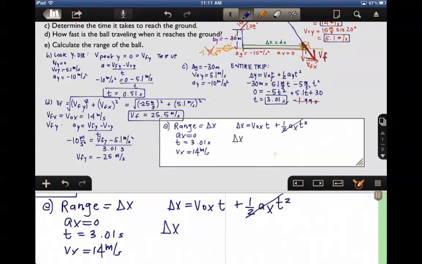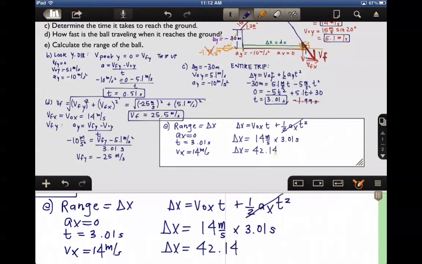Delta x will be 14 meters per second times 3.01 seconds. So 42.14 meters will be my final answer. And that concludes this projectile motion practice problem.